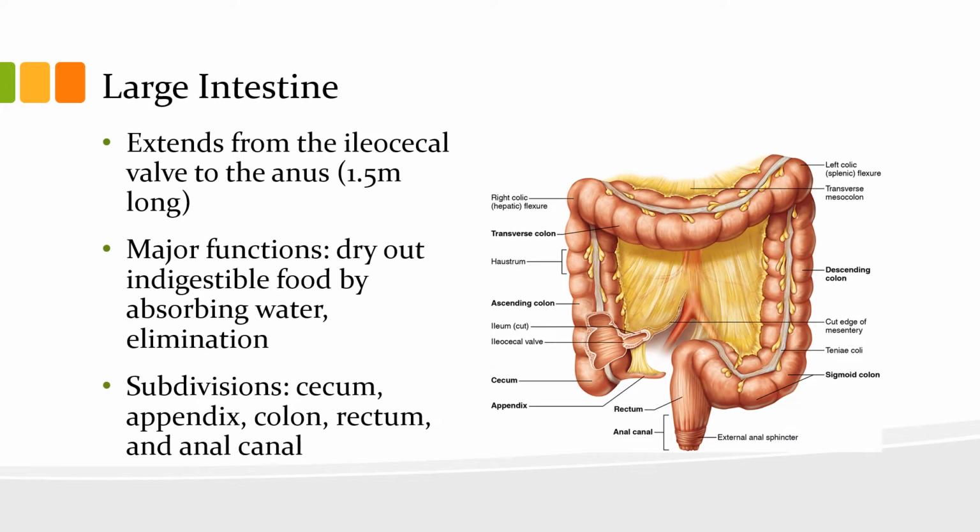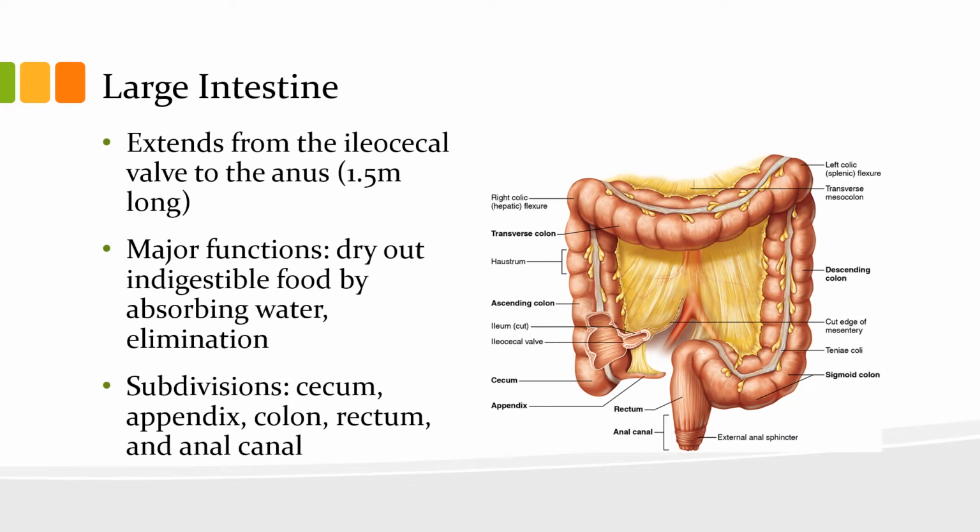Because most nutrients have been absorbed before the large intestine is reached, no villi are present in the large intestine, but there are tremendous numbers of goblet cells in its mucosa that produce alkaline, bicarbonate-rich mucus. The mucus lubricates the passage of feces to the end of the digestive tract.